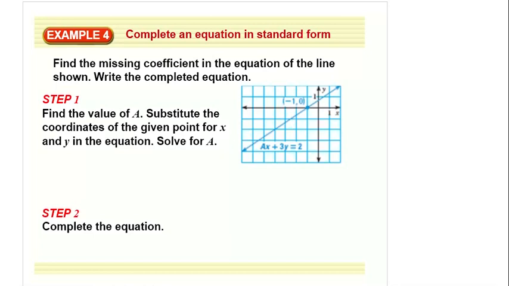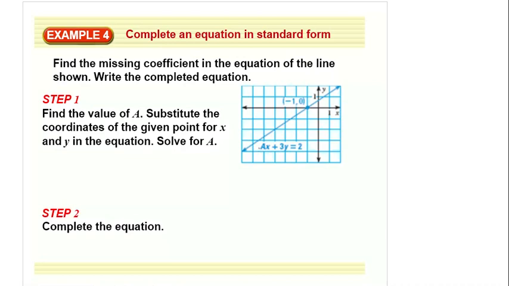Here we're kind of given a general format of an equation already in standard form, and we're trying to figure out a missing variable. Okay, so here we're trying to figure out what is the value of a in this line that goes through negative 1, 0, and kind of looks like ax plus 3y equals 2. Okay, and normally we don't have that a there. Normally that is a number. That's what we're trying to figure out. In order to do that, we need to fill in some other information.